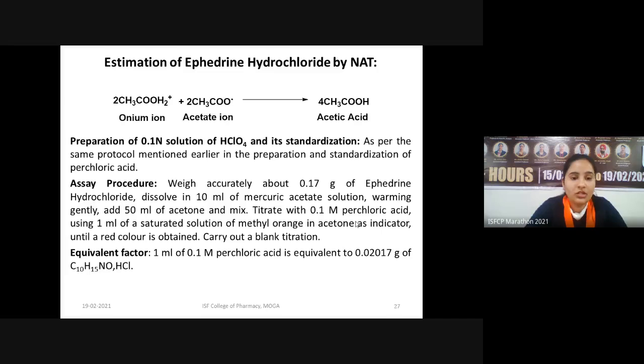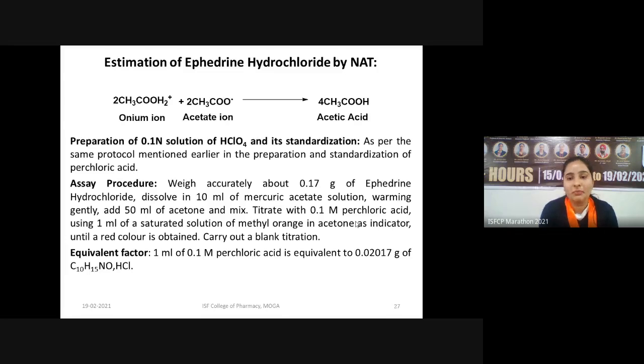Now, what is the equivalent factor? The equivalent factor here: 1 ml of 0.1 molar perchloric acid is equivalent to 0.02017 gram of ephedrine hydrochloride. So, by knowing the volume of perchloric acid which we have added, we will come to know how much ephedrine is present in our sample.